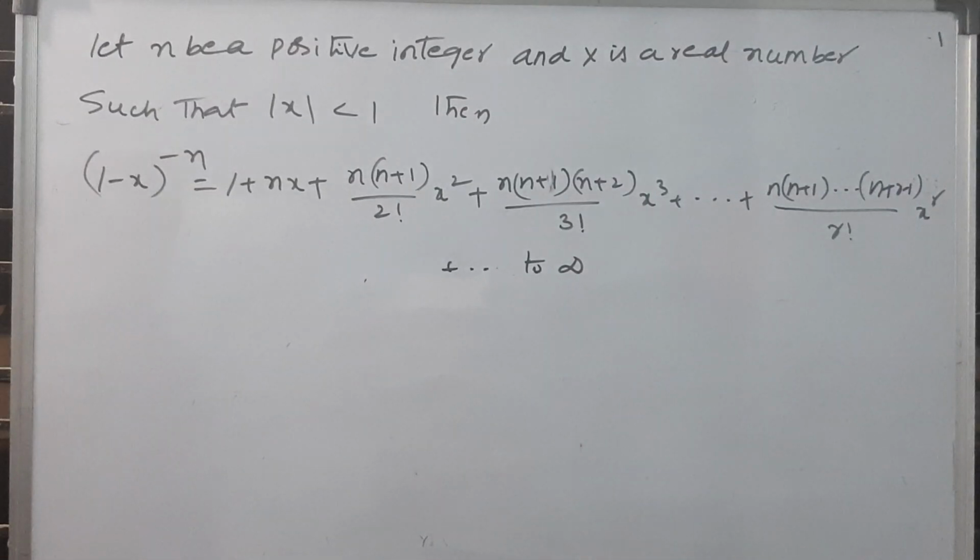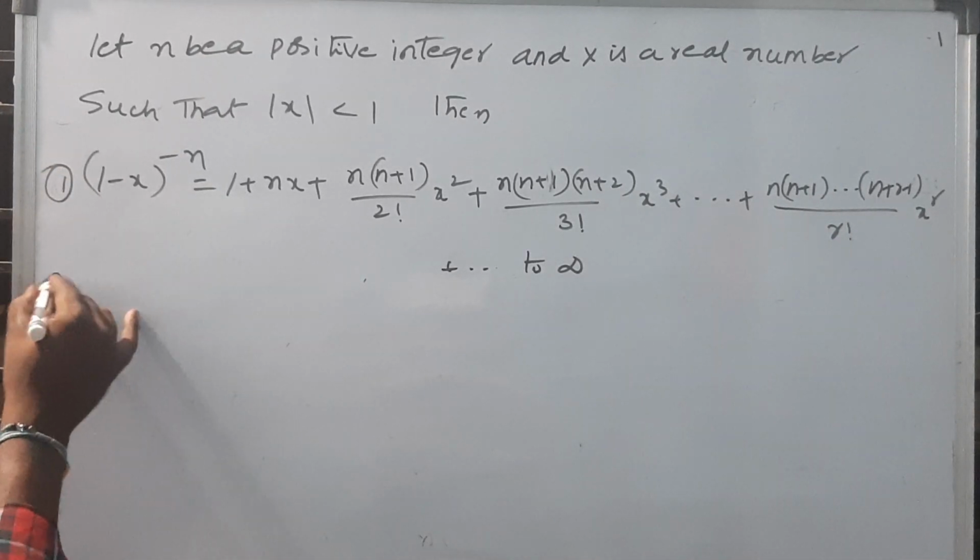So what is the formula for (1-x)^(-n)? 1 plus nx plus n(n+1)/2! times x square plus n(n+1)(n+2)/3! times x cube plus and so on, n(n+1)(n+2) and so on up to (n+r-1)/r! times x^r plus and so on to infinity. This is the formula for (1-x)^(-n).